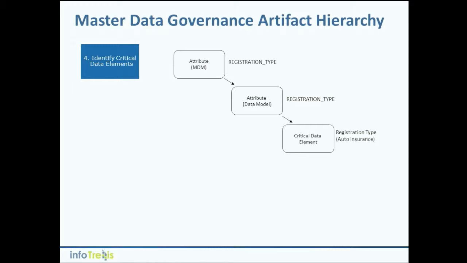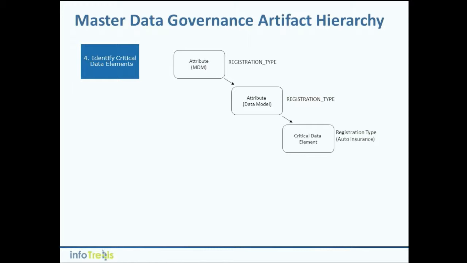So right off the bat, if you say I want to govern MDM, what does that mean? Well, you probably have an attribute called registration type in the MDM. You might have maybe 1,000 attributes in your MDM hub, and one of them is registration type. Now let's pull up the logical data model, or maybe even the physical data model for MDM, and we see right there we've also got another attribute called registration type.